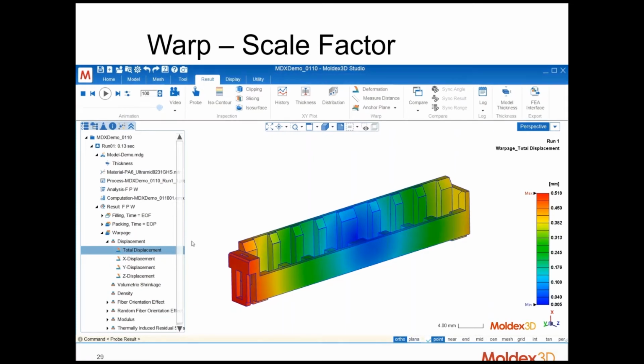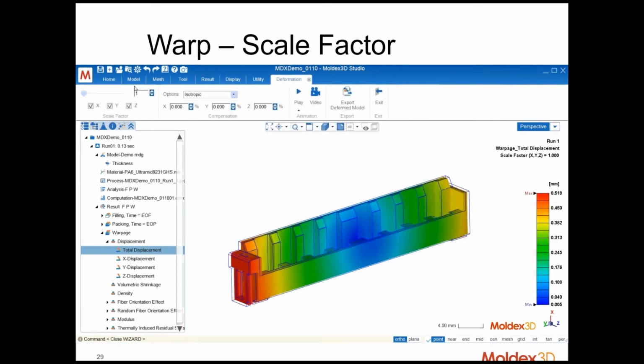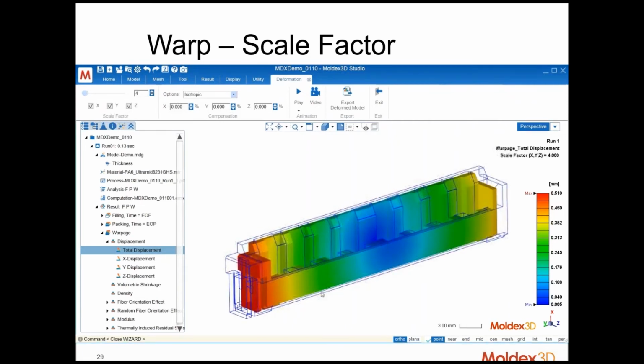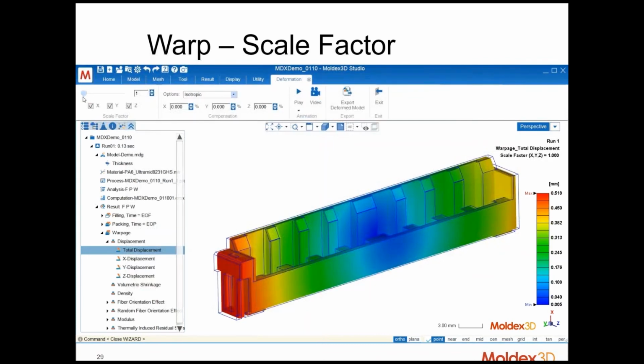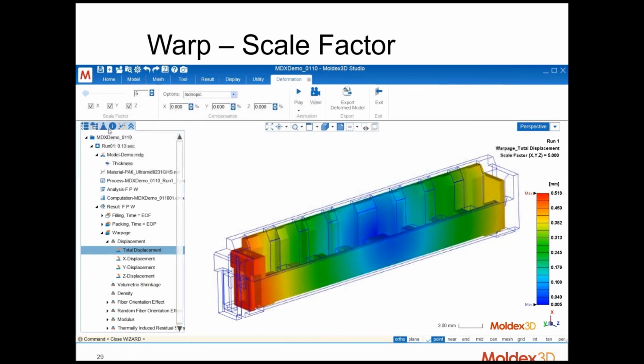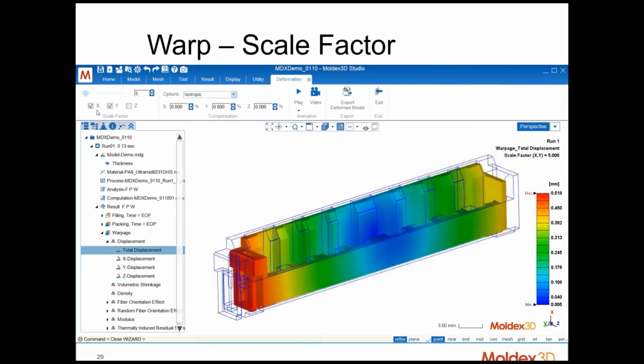So warp, the scale factor for warp. We saw a little bit of this in the overview video clip, but basically you can use the deformation tool and then change the scale factor. This just allows you to get a better view as to what's happening trend-wise with regards to warp, how the part's warping. You can look at it in the X, Y, and/or Z direction, and get a better indication of how that part is warping.